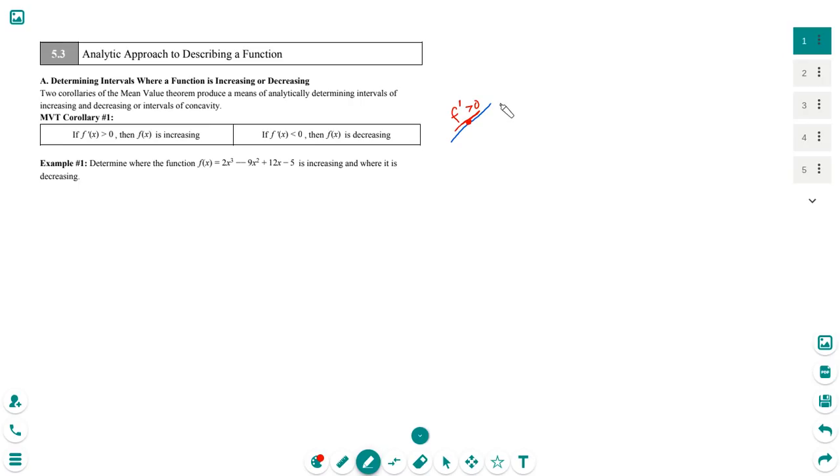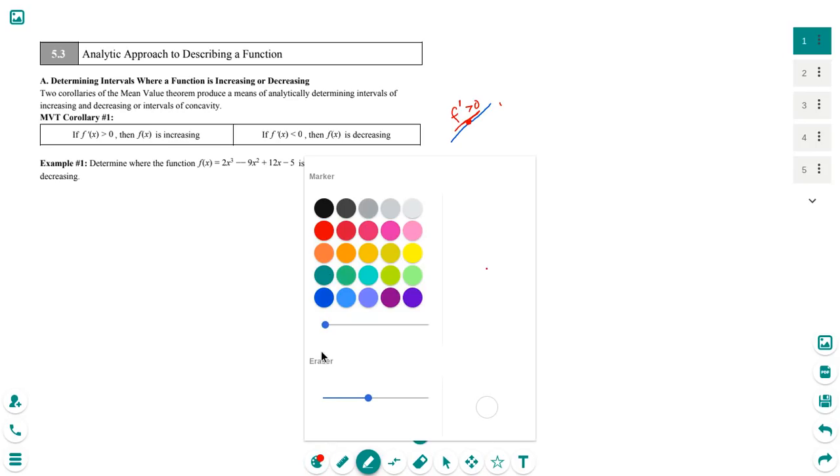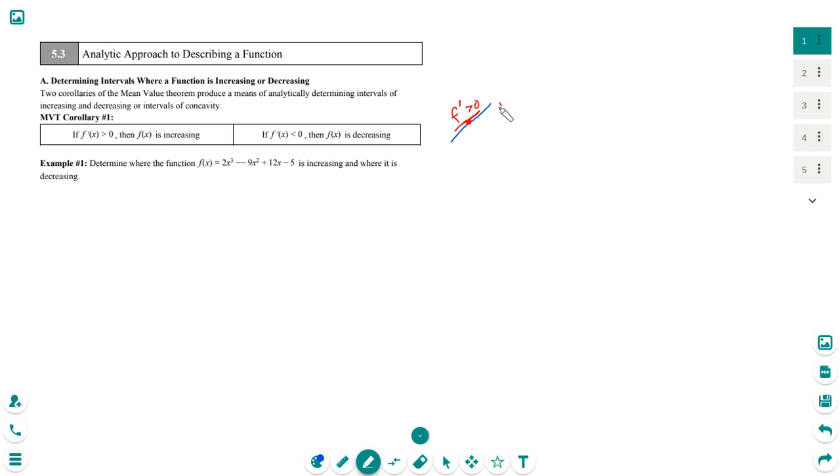Similarly, if f is decreasing, so that means it's falling to the right, and then I would have a section of the curve that has this appearance. And if I draw a tangent segment on there, my tangent segment should have a negative slope, which means that f prime would be negative.